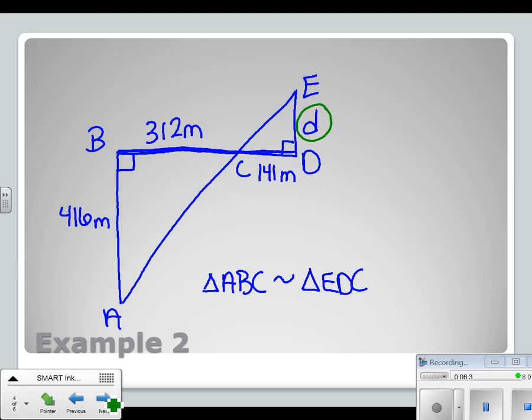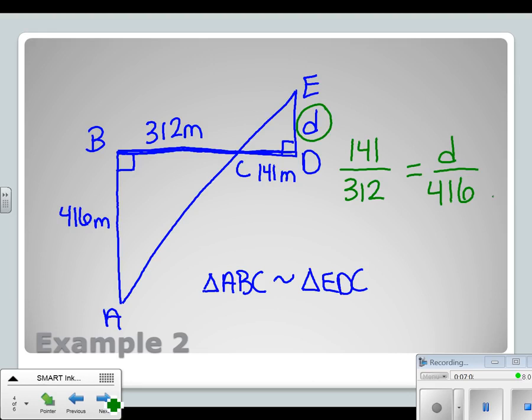So 141 on the little triangle is corresponding to 312 on the big triangle. And on the little triangle, the D is corresponding to 416. So I'm going little triangle to big triangle, little triangle to big triangle.